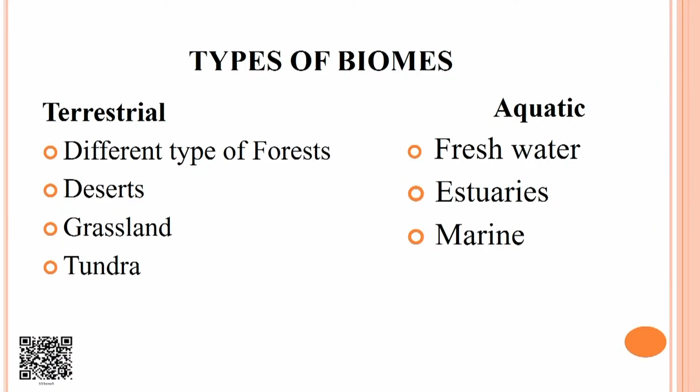When we divide biomes into terrestrial and aquatic, different types of forests come under the terrestrial biome, and desert, grassland and tundra are also covered in the terrestrial biome. In the case of aquatic biomes, they can be freshwater, estuaries and marine biomes. So, as we know, the definition of the ecosystem: an ecosystem is a functional self-sustaining unit of nature to study the ecology of the biosphere.